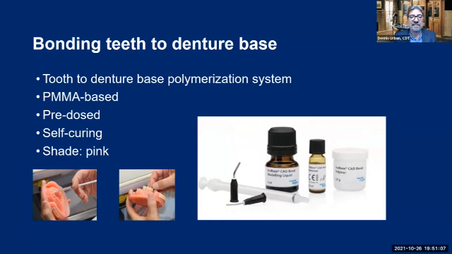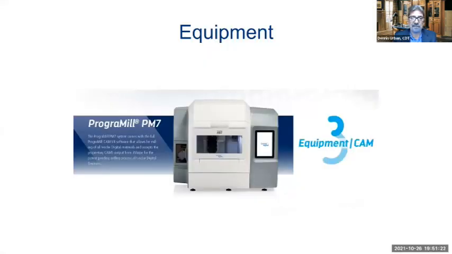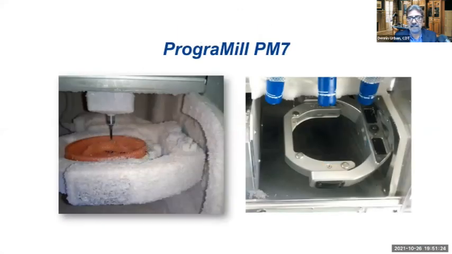Then we want to bond these teeth into the denture base. There's a special polymerization system similar to what you saw previously on the printed denture. It's a pre-dose mix. You put it in the little sockets there, you put those teeth in, and you put it in the pressure pot to cure. So it's a self-curing material. And it's milled on the PM7. This is the Program Mill PM7.